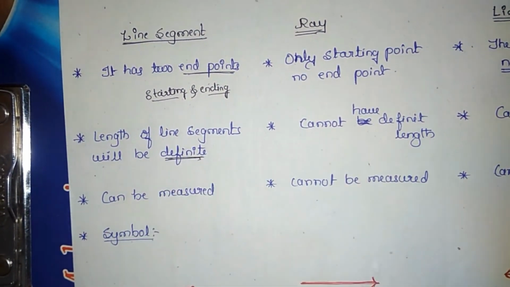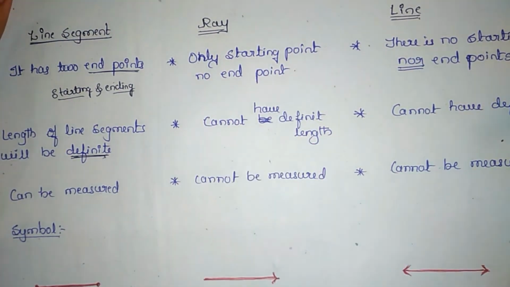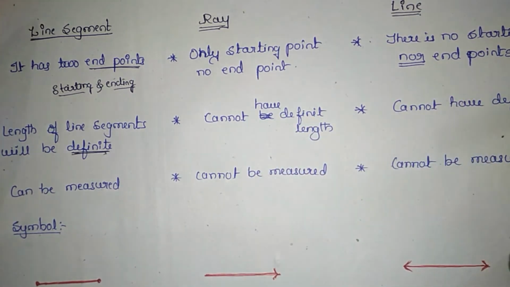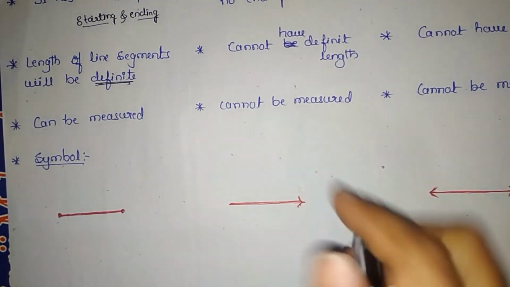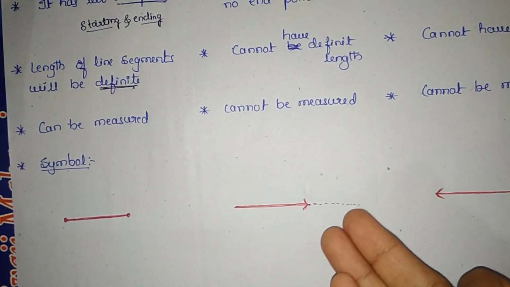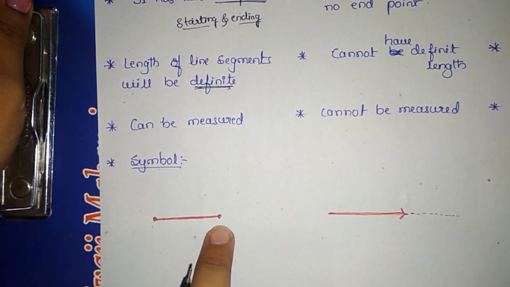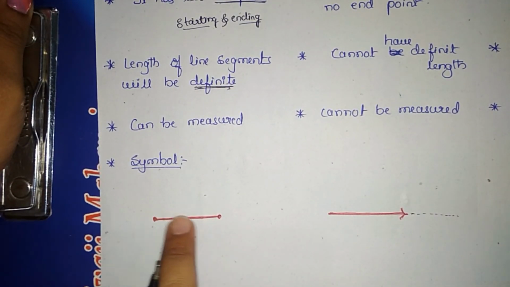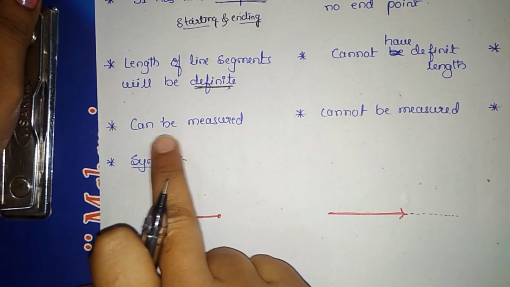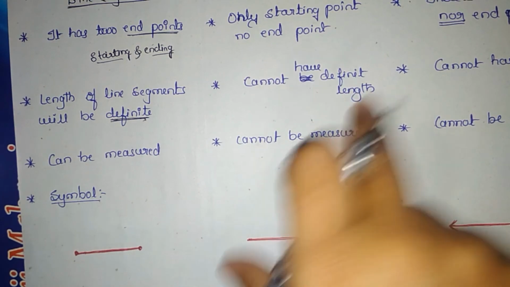Okay, but in a ray, as we have only a starting point, there is no end point. It means it can go on like this forever. You can see that the ray does not have any end point, so it has no definite length. In the line segment we have starting and ending points, so the distance between these two points can be easily measured. But a ray cannot be measured because there is no definite length.